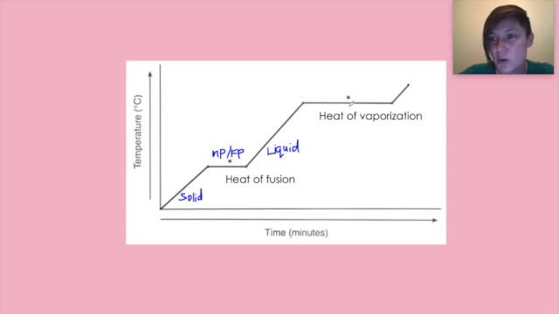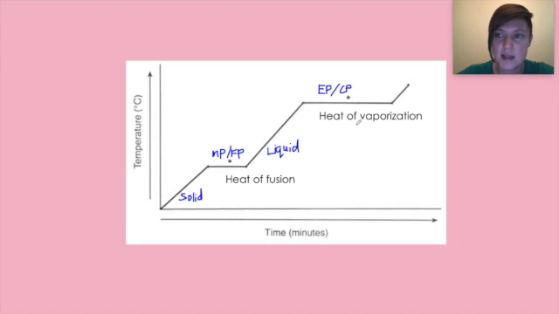And now this plateau is the condensation or evaporation point. So your evaporation point or your condensation point, again, just using EP and CP for those. So that's just evaporation point, condensation point. So this is the part where we're fully transitioning from a liquid to a gas. And this one is called heat of vaporization.